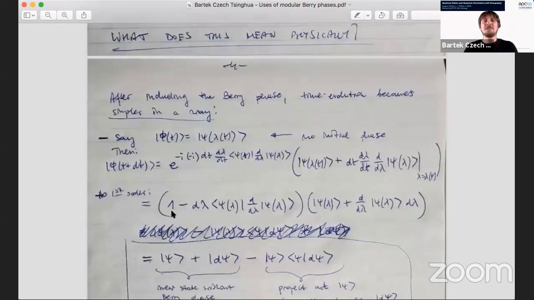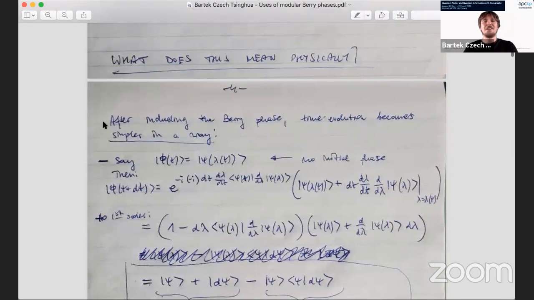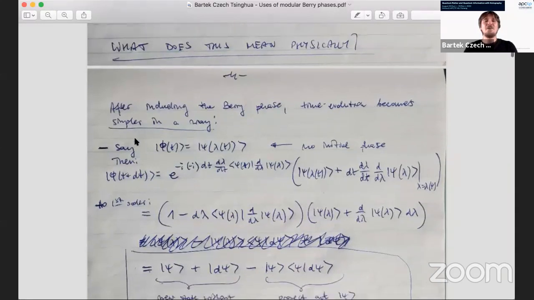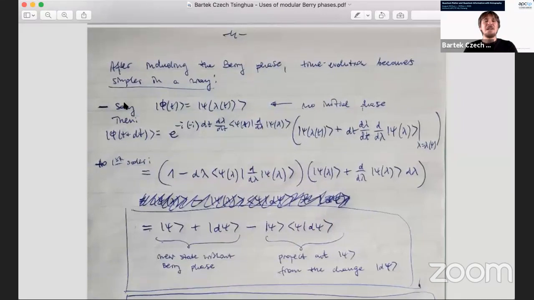So the statement that I want to put forward is that after we included the Berry phase, our time evolution in some sense becomes simpler. So how does it become simpler? Again, I remind you of our notation. Phi is equal to psi of lambda with some phase. I'm going to imagine that there is no initial phase. So in the beginning, that phase is 0. I can just choose phi equals psi in the beginning this way.